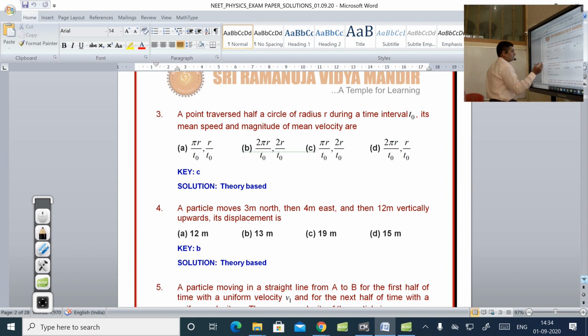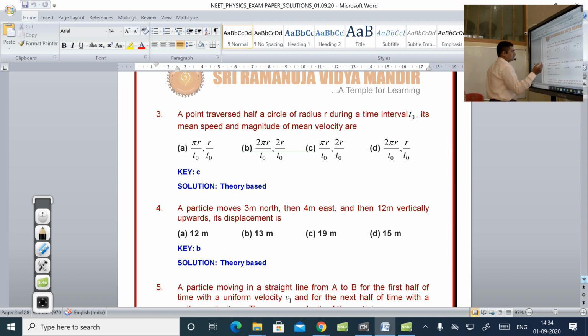And when the velocity is considered, you have to take displacement. That is nothing but diameter 2r. So third question also is very easy. C option. Next, fourth one, directly you will get it. 3 meters north, 4 meters east, and 12 meters vertically upwards. Then its displacement is, okay students. So you can easily calculate 13 meters.